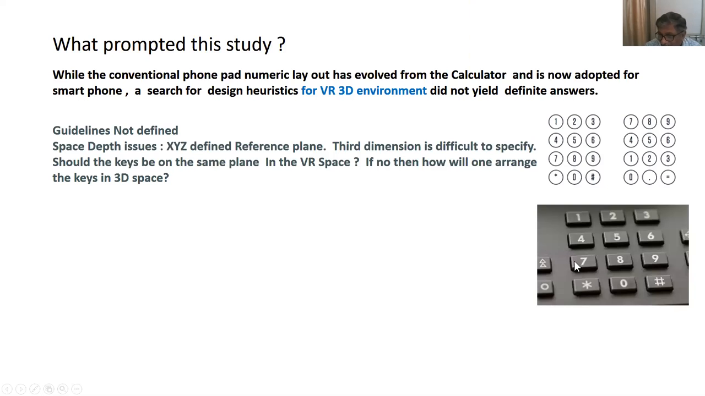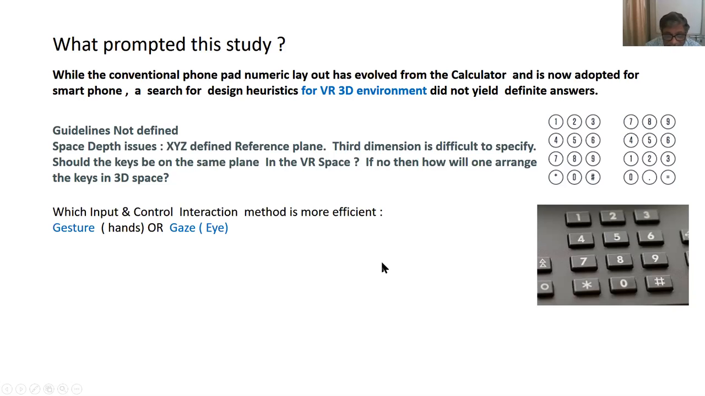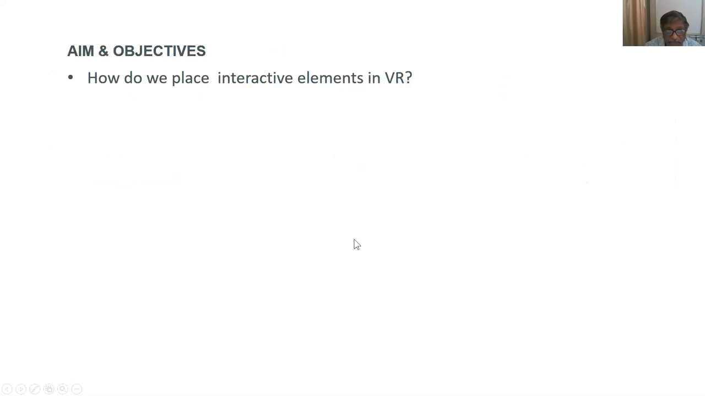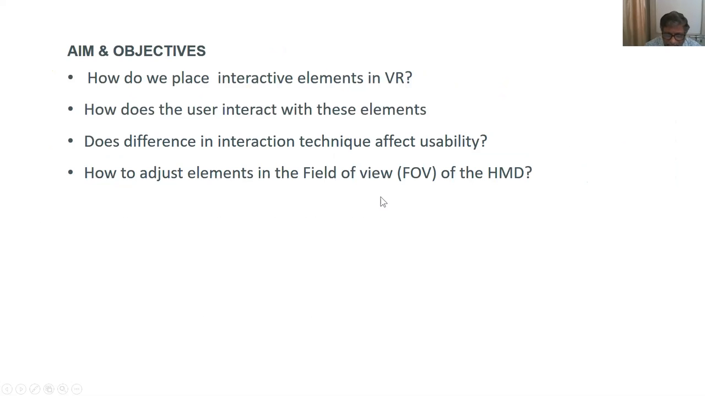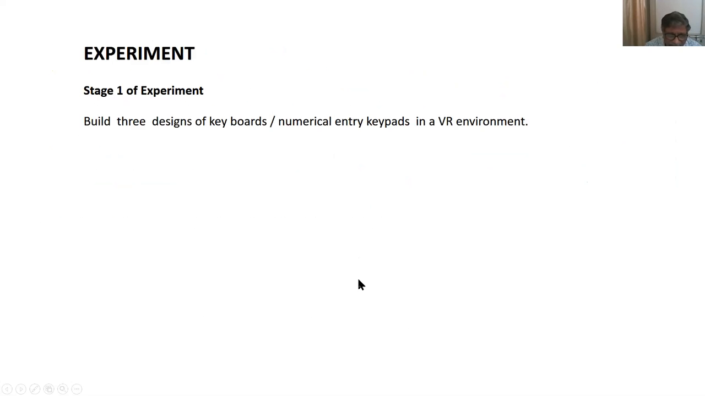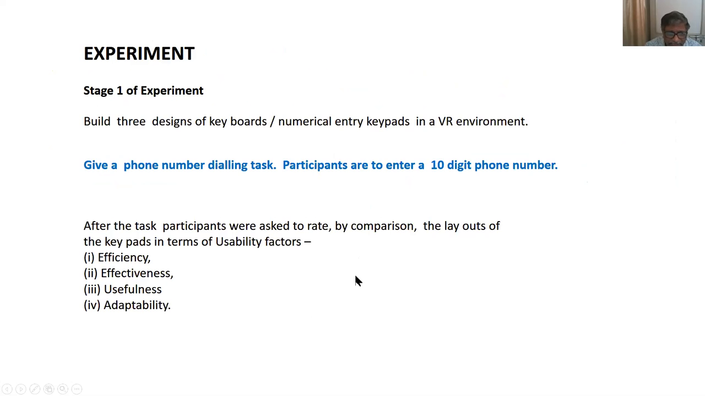So now, can we take a mobile one and a calculator one, mix them up and then reproduce it in VR? And can we operate it by the eye, or do we have to operate it by hand? Or how do we operate it by hand? That means a virtual hand inside. So these were the aims and objectives of this particular research. We wanted to find out the FOV, and it's just inquisitiveness, you know, how do we do it? So we divided it into experimental stages.